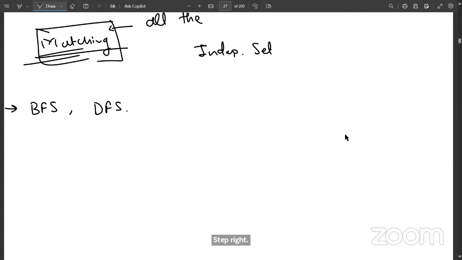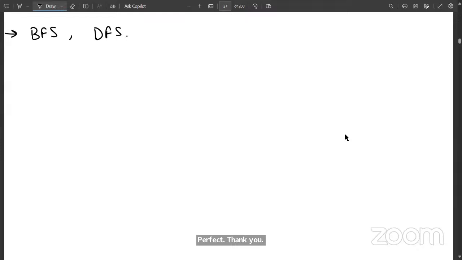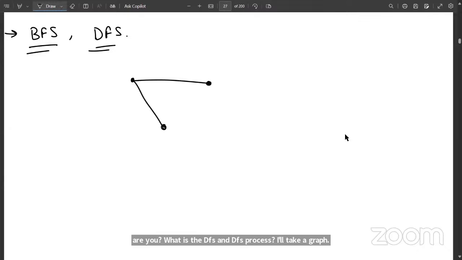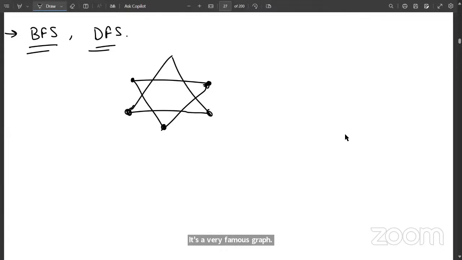Okay, so now let's quickly overview what the DFS and BFS process is. I'll take a graph. It's a very famous graph. That's the graph. So it's actually the Petersen graph. It's a very well-known graph in graph theory.